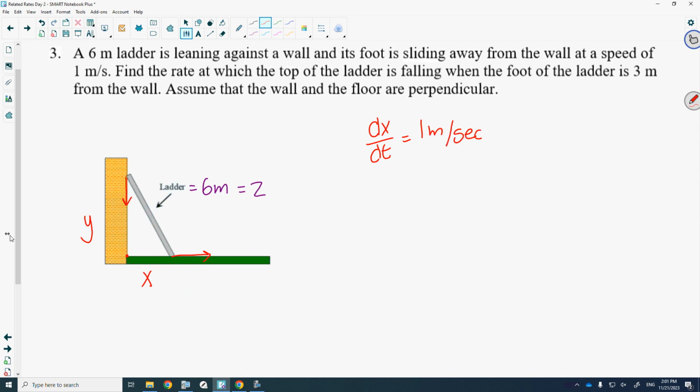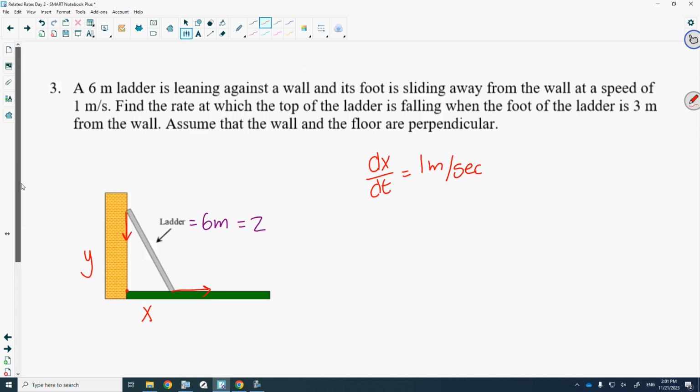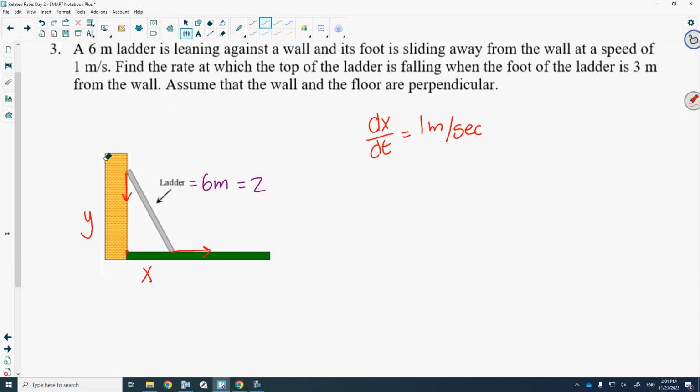And then it says, find the rate at which the top of the ladder is falling. So what they're going to ask for is dy/dt. Okay, so we're finding this. Now, according to this picture, will this rate be a positive or negative number? If this is going down, it'll be negative. So I'm just going to put negative here to remind me that hopefully we get a negative answer.